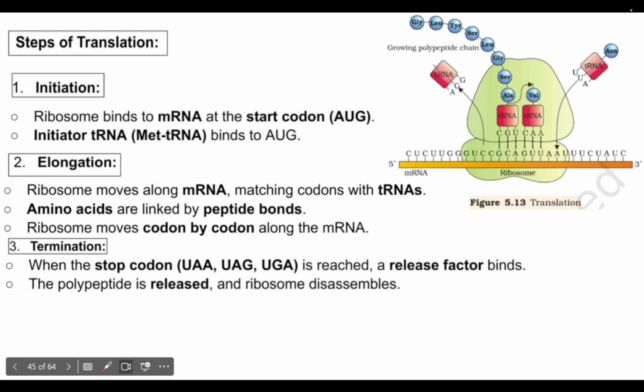Now, as the stop codon, that is UAA, UAG, or UGA, is reached, at that point a release factor binds to the ribosome. Here you have to understand that UAA, UAG and UGA do not code for any amino acid. There is no specific tRNA for these codons. So instead of tRNA, the release factor will come and bind at the site, and this release factor will release the polypeptide, and it will also lead to the disassembly of the ribosome. So this will conclude the translation, and the polypeptide which is formed will be released into the cytoplasm.